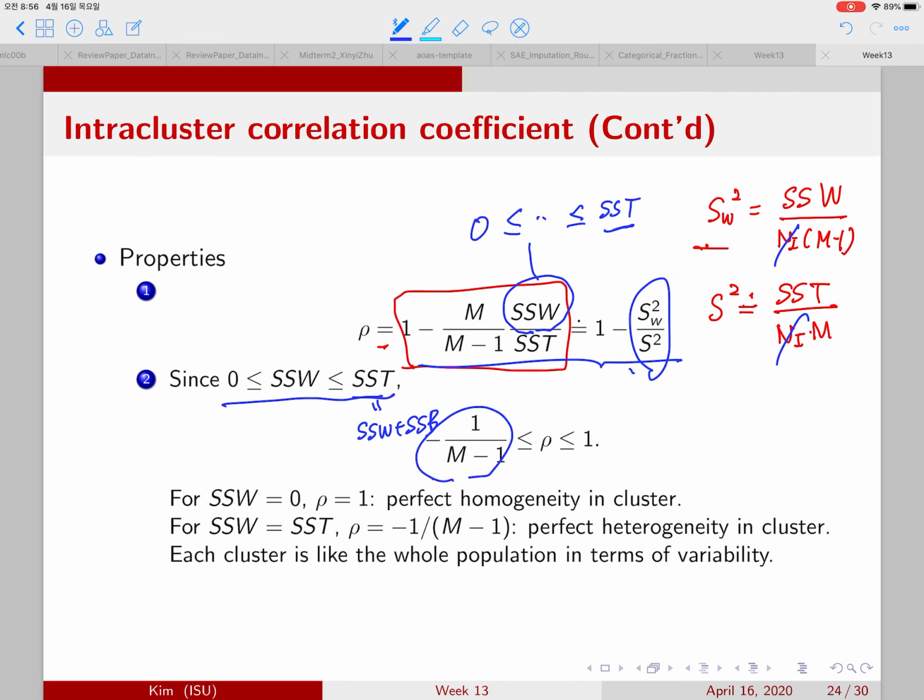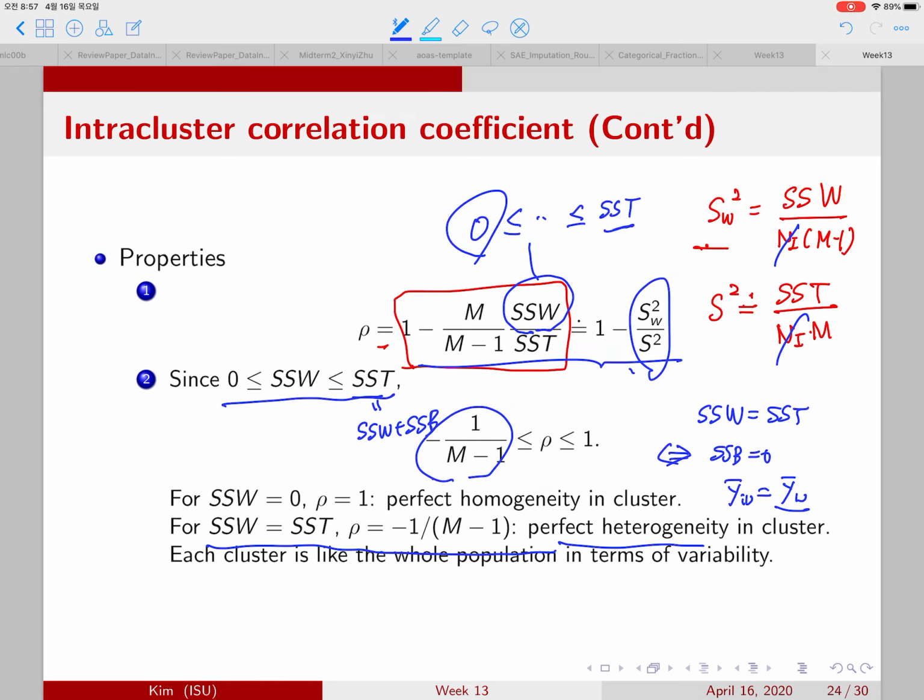So that means when SSW is SST, that means SSB is 0. So that means y bar i is all equal to y bar U. Okay, so that is something like this. So perfect heterogeneity in cluster. So basically, if you just look at one cluster only, it's the same as the population. So that's kind of a weird situation. What about the other extreme?